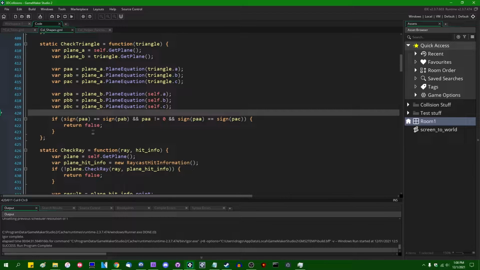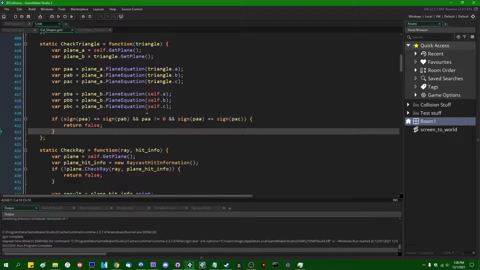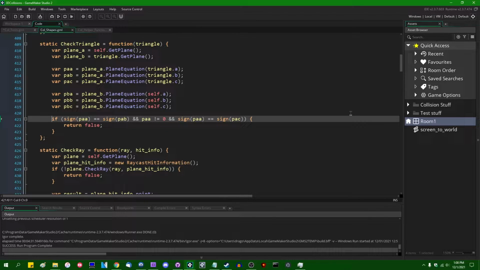Because if all three of the points lie on the plane, that means the 2 triangles are co-planar, and you have to do something else to check if they intersect or not. However, this is a bit of a long and unwieldy line of code, so instead I'm going to first check if PAA multiplied by PAB is greater than 0, and PAA multiplied by PAC is greater than 0. And that is going to accomplish the same thing, but it's going to be a little bit less code.